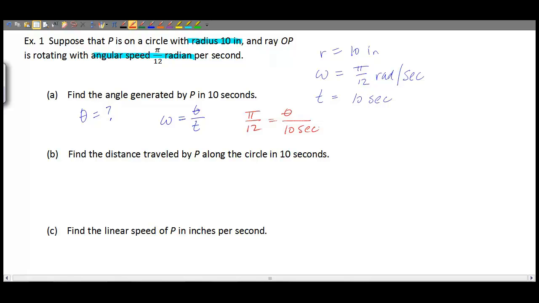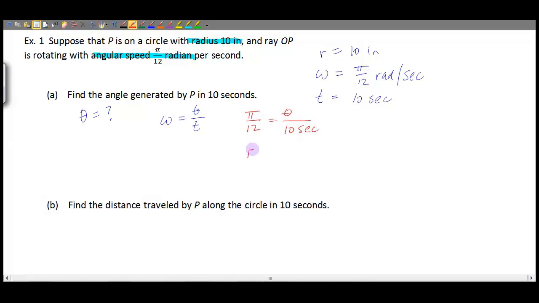So we solve this. There are a couple of different ways we can do it. The easiest is to just cross multiply. When I cross multiply, I'm going to get 12 theta is equal to 10 pi. Divide both sides by 12. Theta would be 10 pi over 12, or reducing that fraction, we get 5 pi over 6, and I know this is radians. Okay, so now we have figured out what theta is. I know r, w, t, and theta.